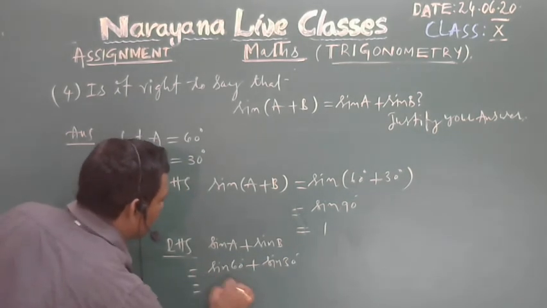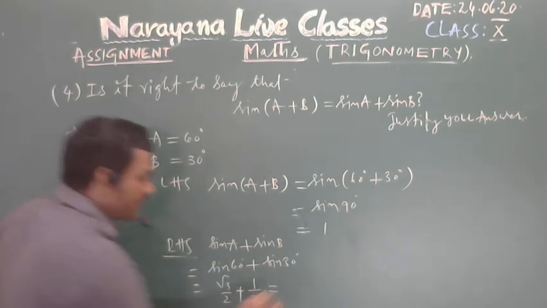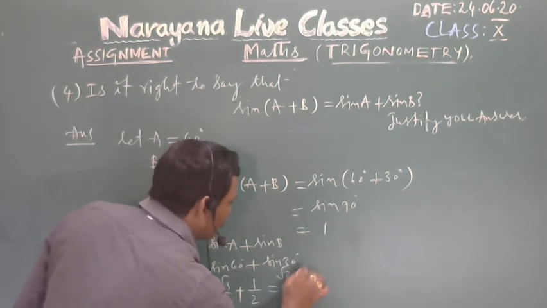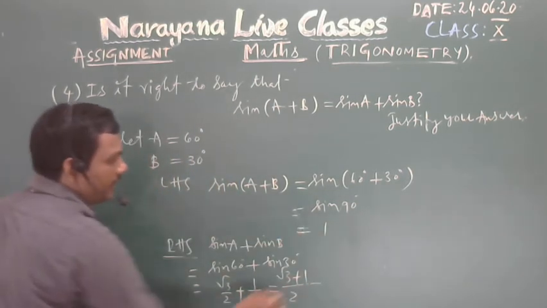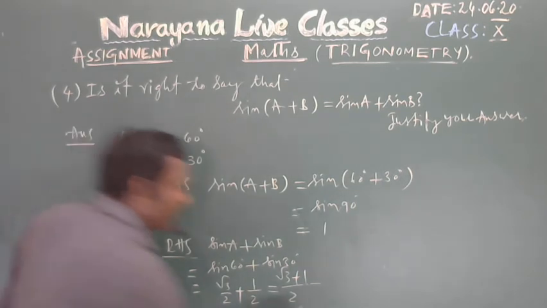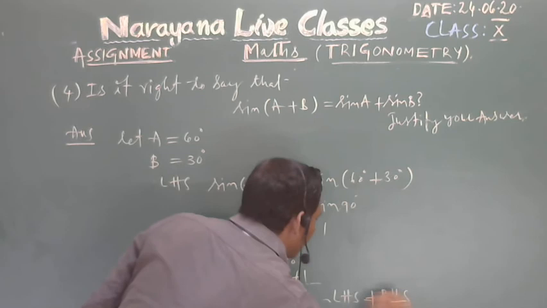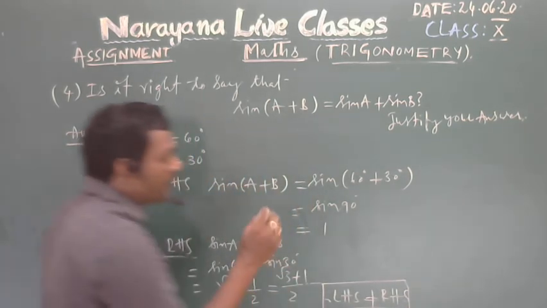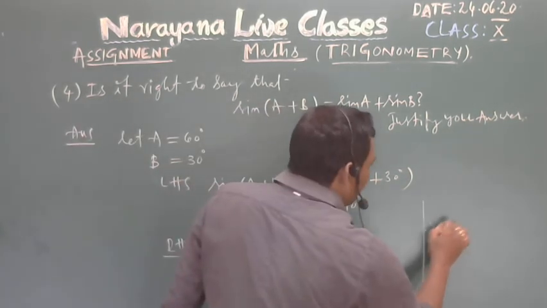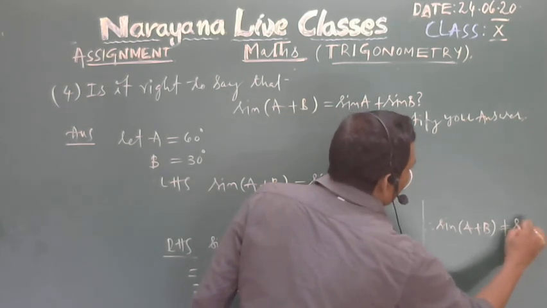Sin 60 is root 3 by 2, plus sin 30 is 1 by 2. So the LCM gives root 3 plus 1 by 2. Observing LHS and RHS, 1 and root 3 plus 1 by 2 are not equal. Therefore LHS is not equal to RHS. Justified: sin of A plus B is not equal to sin A plus sin B.